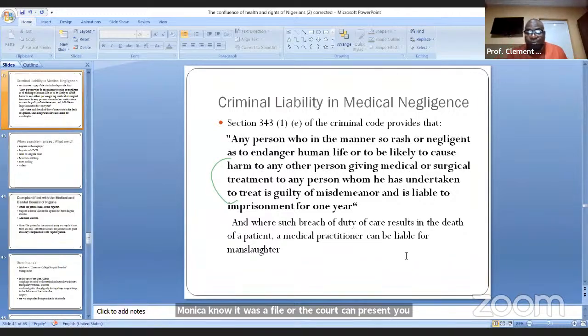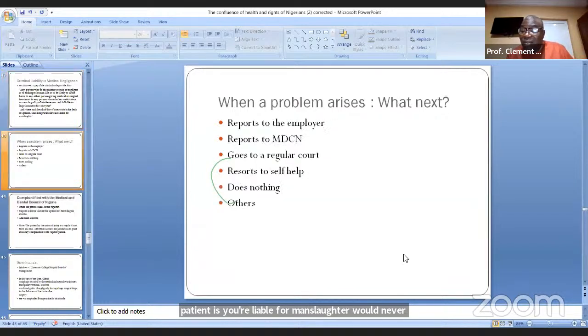So we need to be careful. If any breach of duty results in death of a patient, you are liable for manslaughter. But there's a level to get to that you can actually be seen as having committed murder.